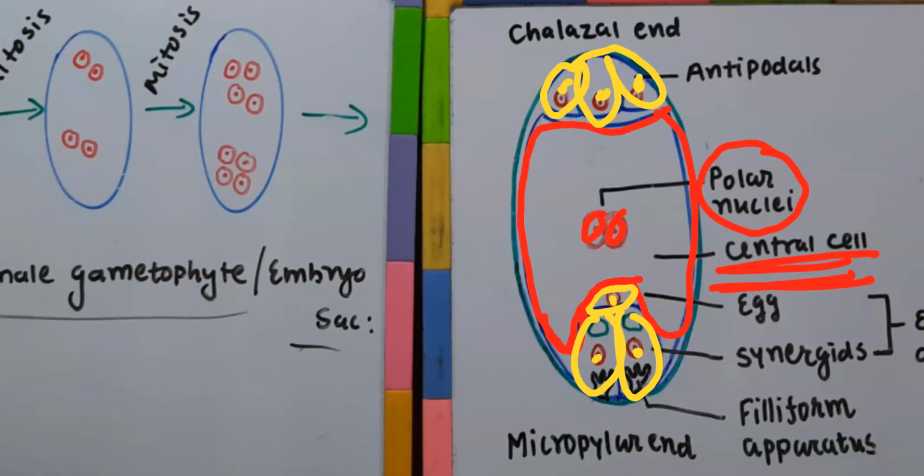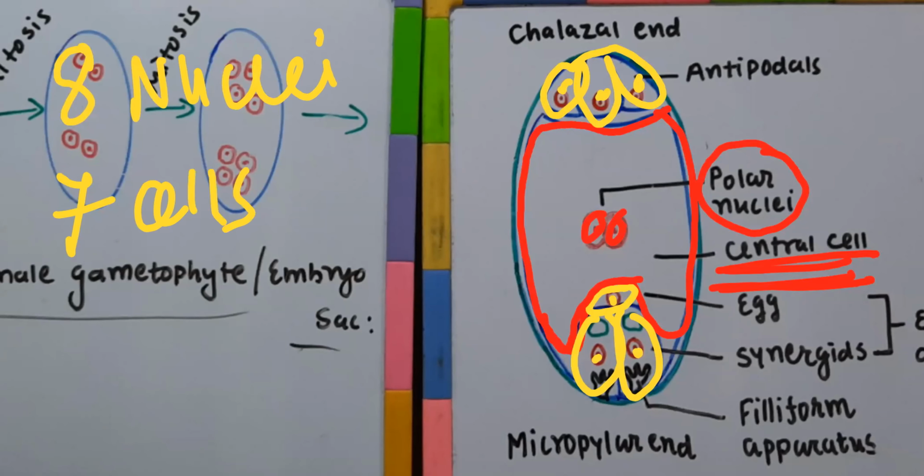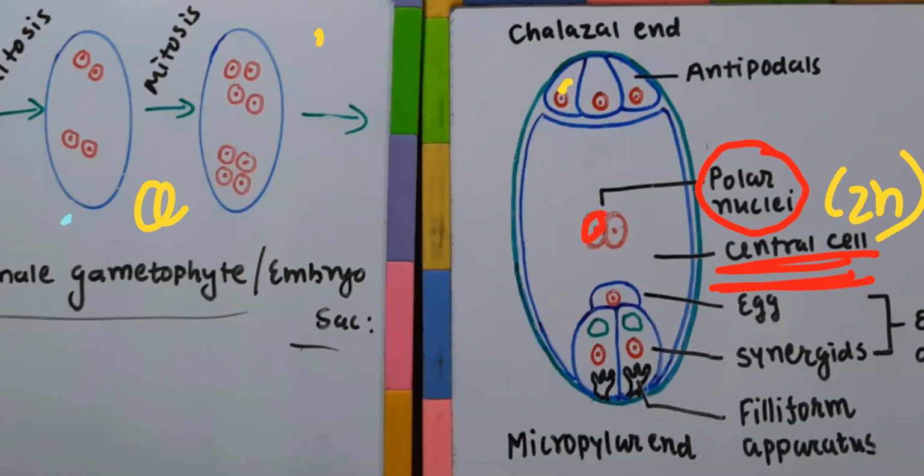If you see carefully, there are 8 nuclei in this embryo sac. But as far as cells are concerned, there are 7 cells in the embryo sac, because 6 of them are haploid cells. But one cell at the center has 2 haploid nuclei. This is the diploid cell. So 6 haploid cells, each with one nucleus, and one cell is diploid with 2 nuclei. That is how the embryo sac is organized.